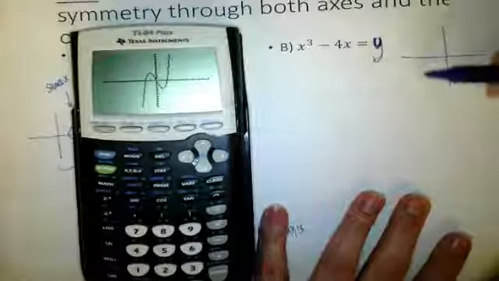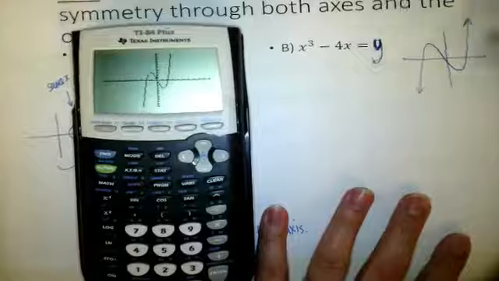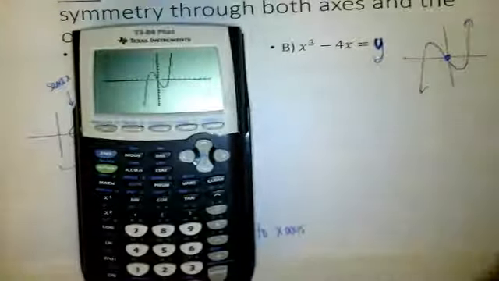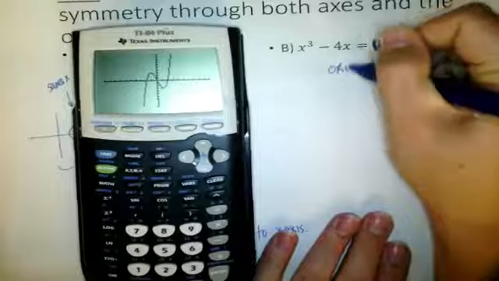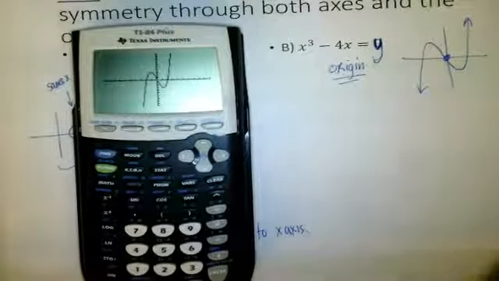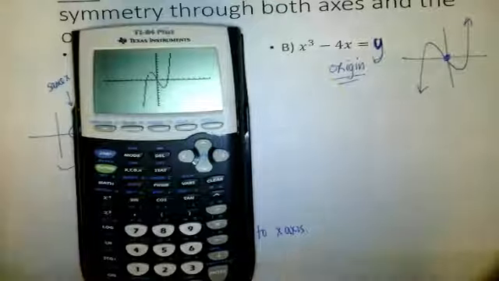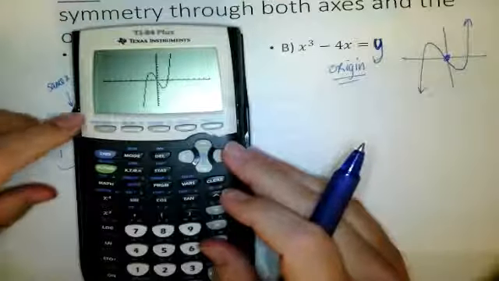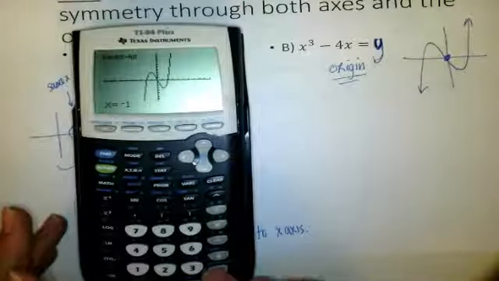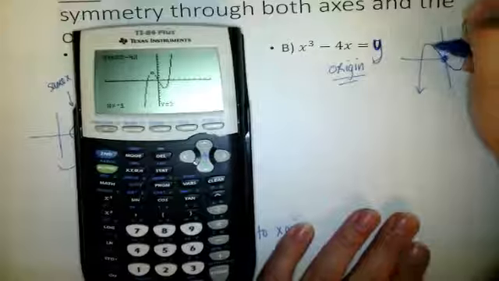Ooh, interesting. What does that look like? Origin, yeah, definitely origin symmetry. Let's get some data points maybe. What do you think is a good number to test? 2? -1. Okay, sure. Let's try -1. I'm going to plug in a -1. So -1 gives me a 3.